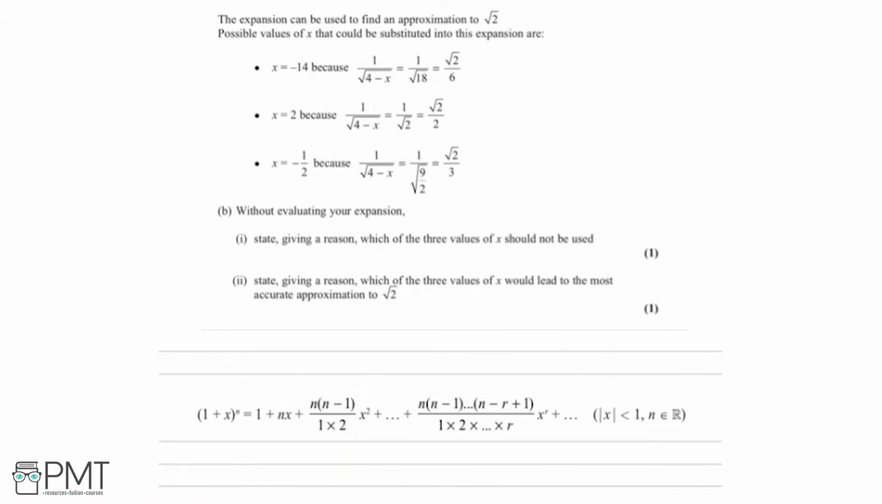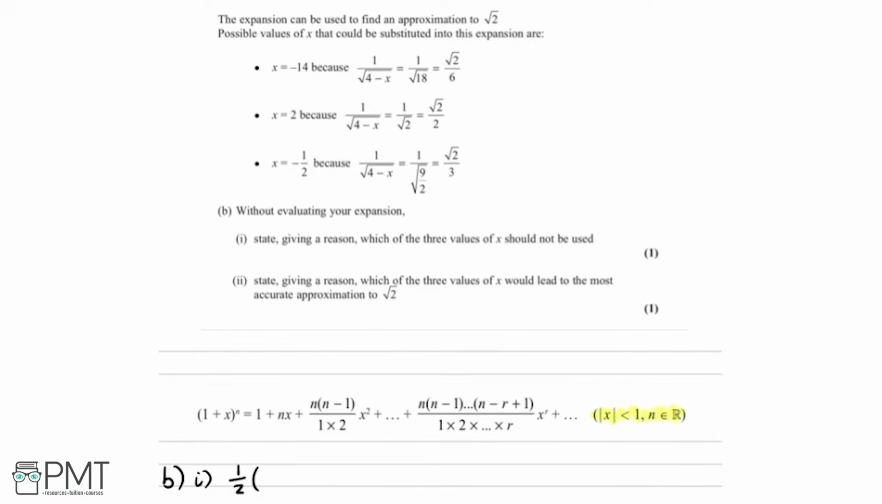Right, so we're going to have a look at tackling part B part 1 first. So we need to give a reason and state which of the possibilities that they've listed up here should definitely not be used. And we see here that I've put a little snippet from the formula booklet again. So it's the same snippet that we used in part A. And this is a crucial bit here. The modulus of x needs to be less than 1. Okay, so that's great. So we can work with that.